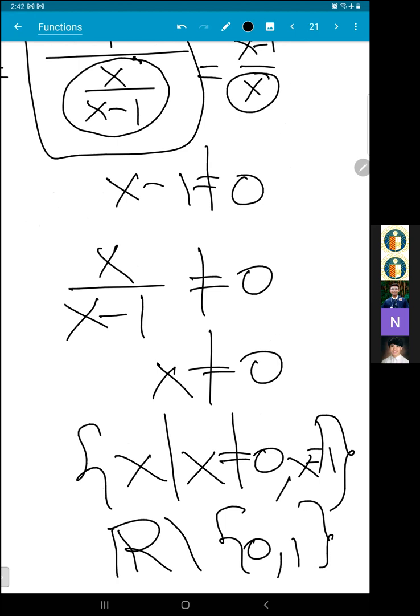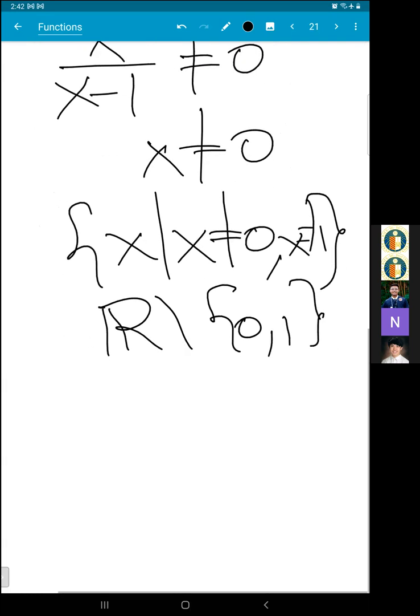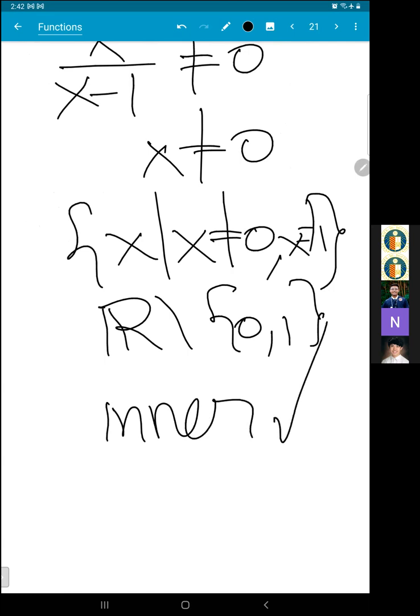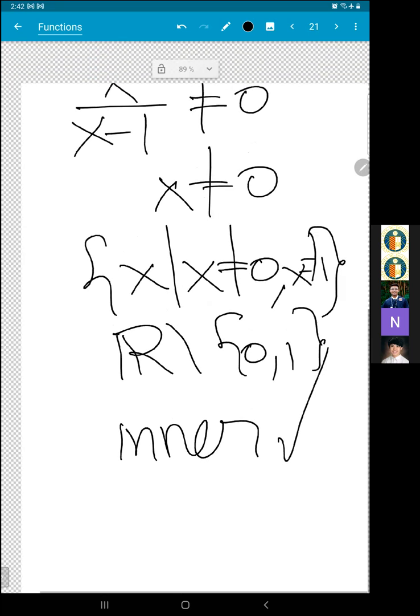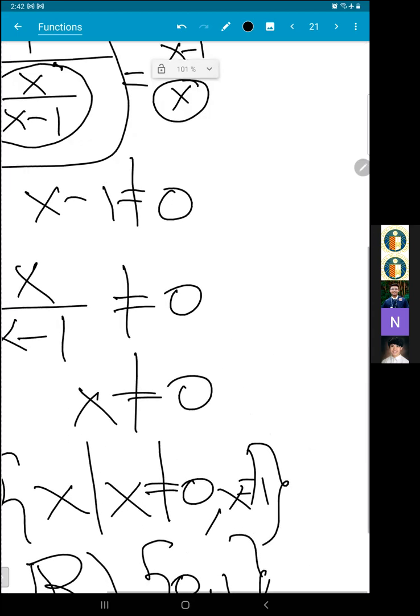Yes, it is best to get the domains of the initial functions first. So kunin mo yung domain ng inner. Yan yung usually ginagawa. Sisiguraduhin mo yung inner defined. Once na nasigurado mo na the inner one is defined, then that's when you also take a look at the final expression, the simplified form.